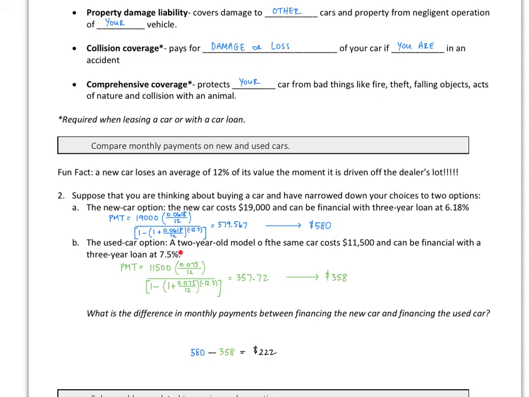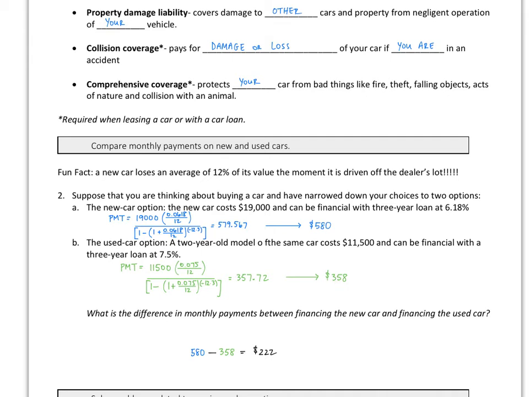Option number 2 is the used car option. This is a 2-year-old model of the same car. It costs $11,500 and can be financed with a 3-year loan at 7.5%. So what's the monthly payment here? Again, the loan is $11,500. Your rate is 7.5%, so 0.075, and 12 for N because it's monthly payments. When you plug that into your calculator, you should get $357.72, so we would round that up to $358 as a monthly payment.